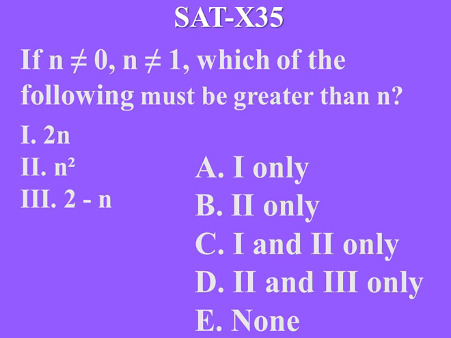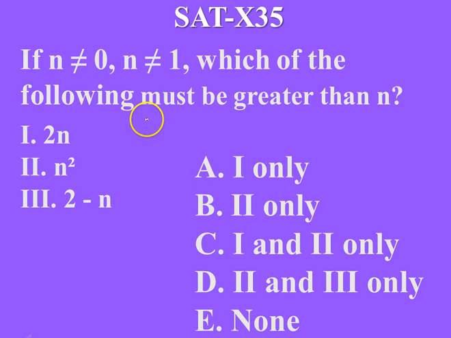SAT example number 35 proves to be a little tricky for some people because it doesn't tell you exactly what type of number n is. It tells you what n isn't. N is not equal to 0, nor is n equal to 1. So what you have to do is really consider all different types of numbers that n could be. So we're trying to figure out if n is not 0 and if n is not 1, which of the following must be greater than n?